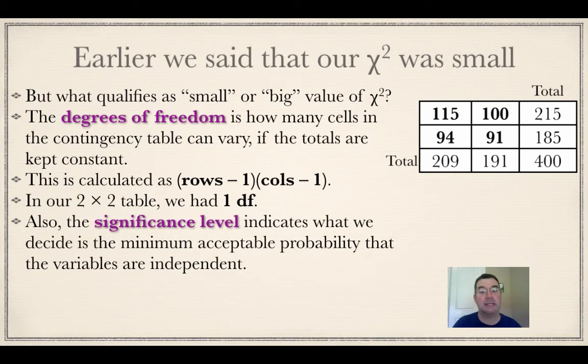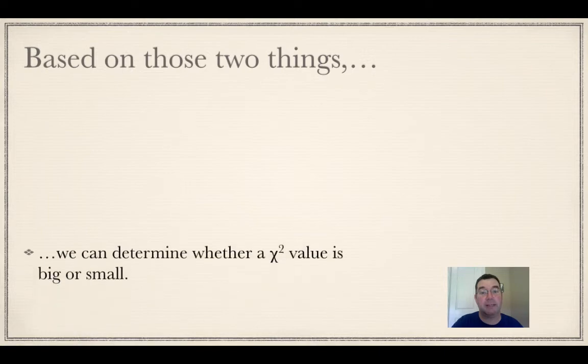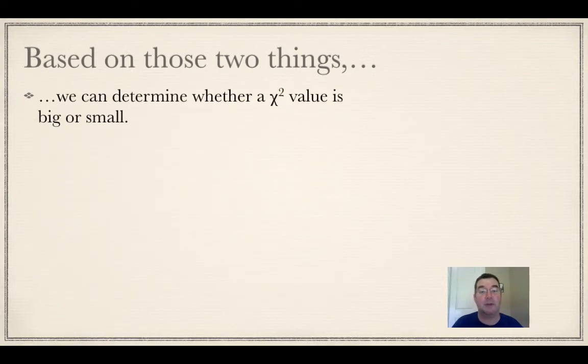There's also a significance level. That's going to indicate what we decide is going to be the minimum acceptable probability that the variables are independent. And that's something that either we're told or we can determine by ourselves. Most people use 1% significance level, or 5%, or 10%. There are others that are used, but I think these are the only 3 that I need to concern myself with.